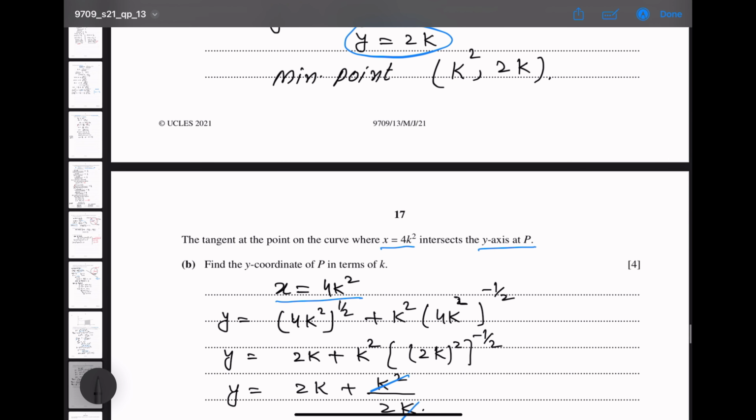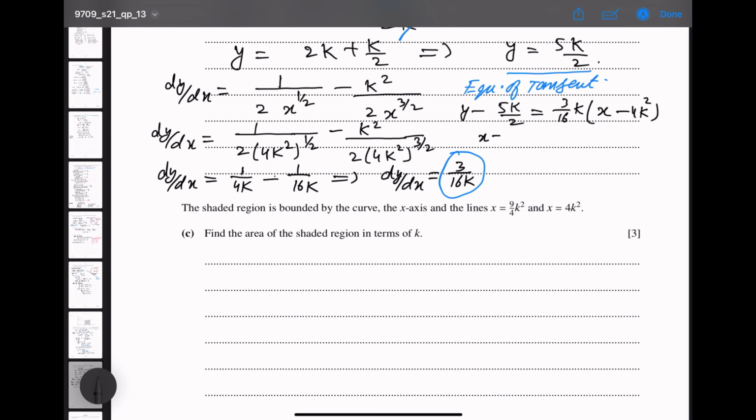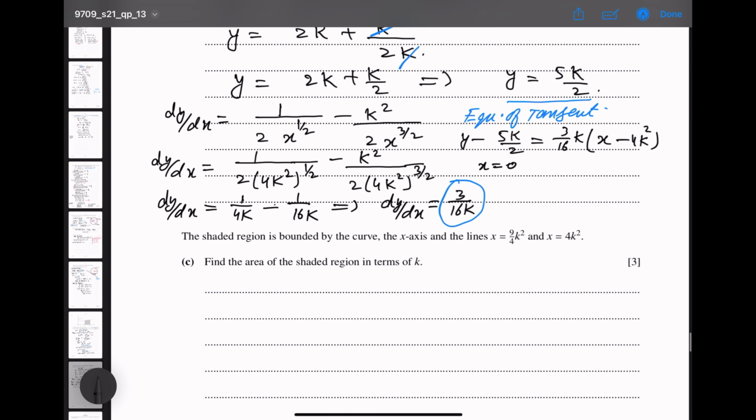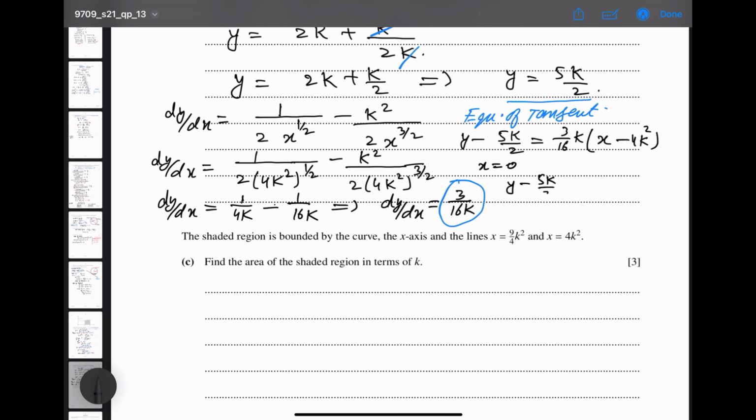But it is given that the tangent intersects the y-axis. At the y-axis, the value of x will be 0. So we have to find the y coordinate of P. Putting this value of x in this equation, we can find y. y minus 5k over 2 is equal to 3 over 16k, x is 0, so 0 minus 4k square, this becomes minus 4k square.